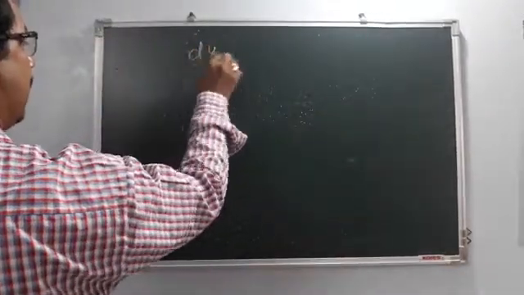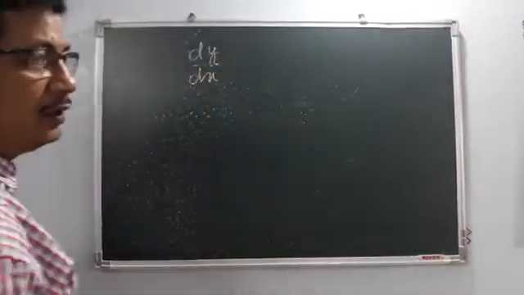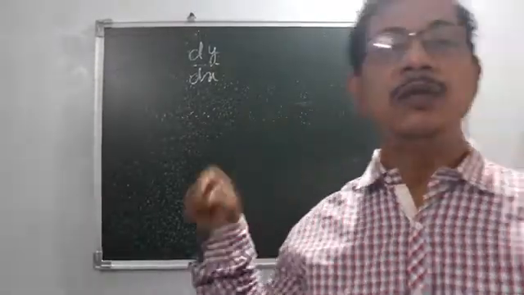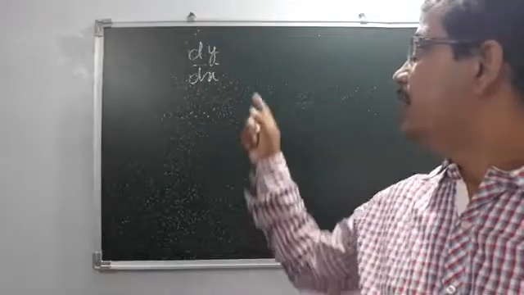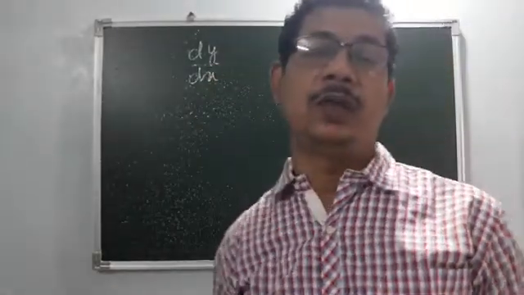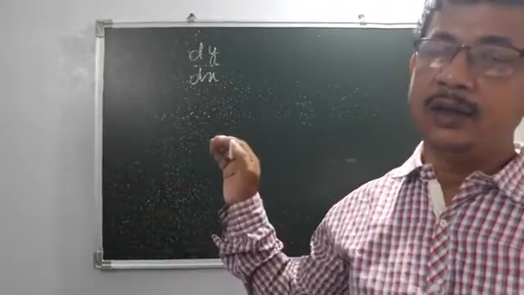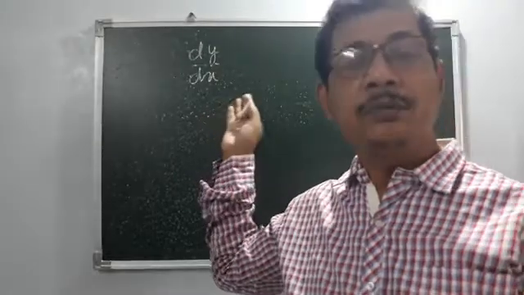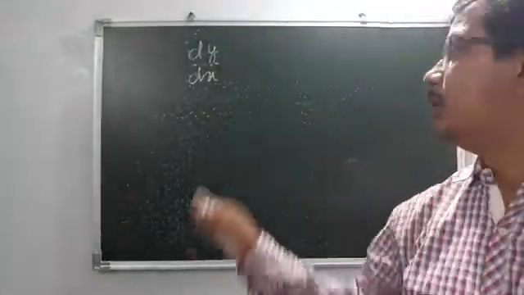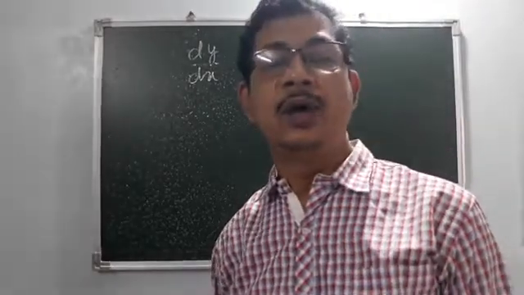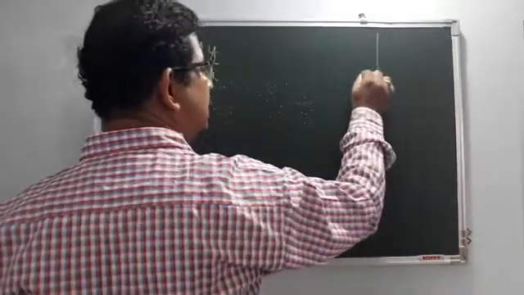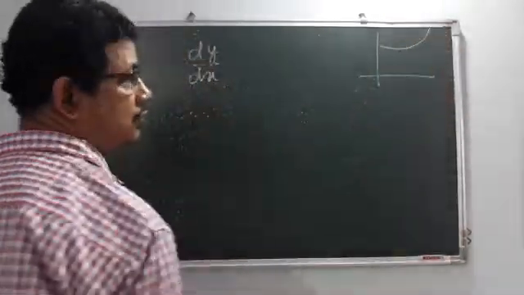Derivative symbol is what? dy/dx. We say differentiation of y with respect to x. This is what we commonly call the rate of change of y with respect to x. That is, the change of the dependent variable with respect to a very small change of the independent variable is called our dy/dx or differentiation.